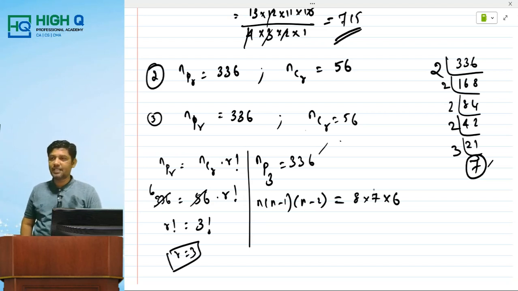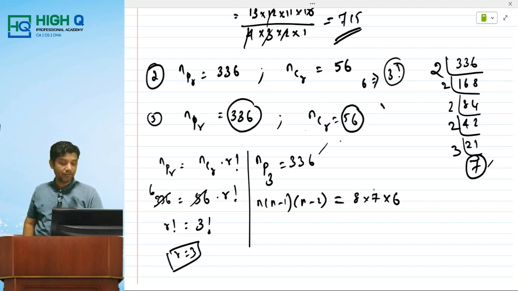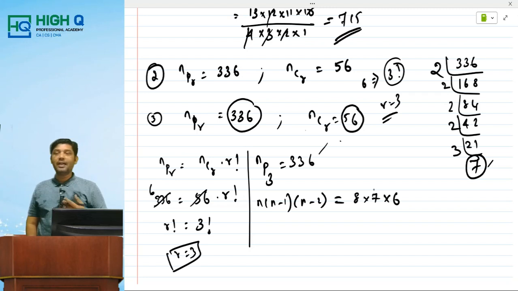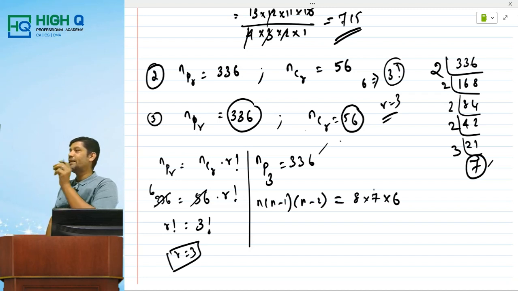nPr is given, nCr is given. This divided by this, 336 divided by 56, what are you getting? Can we write it in factorial notation? Of course you can. So my r value is equal to 3. Directly by division we will get it. Once you get r value equal to 3, the next step is to check the options. Whichever option is giving me 3 as the r value, that I will mark.